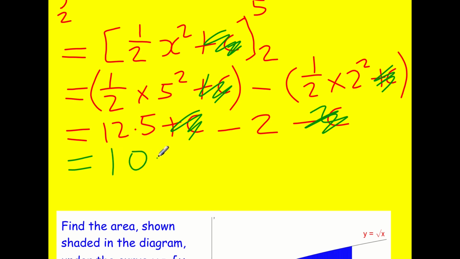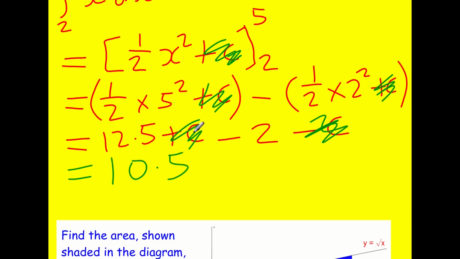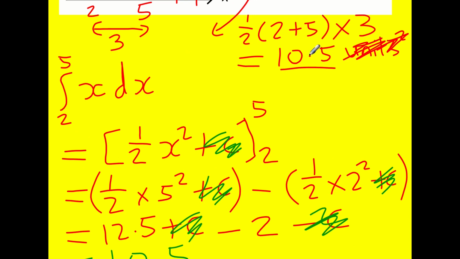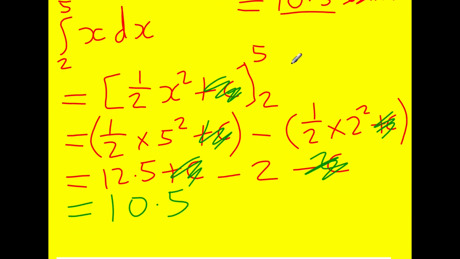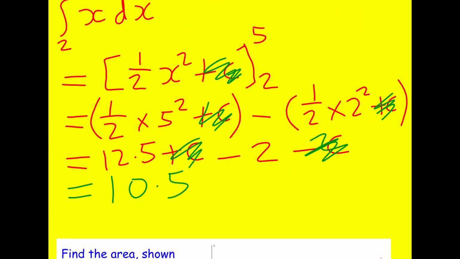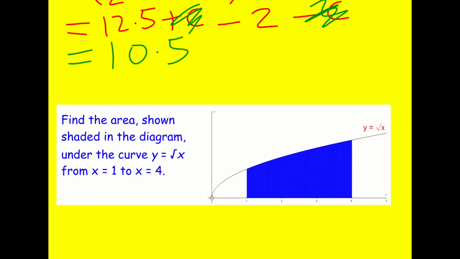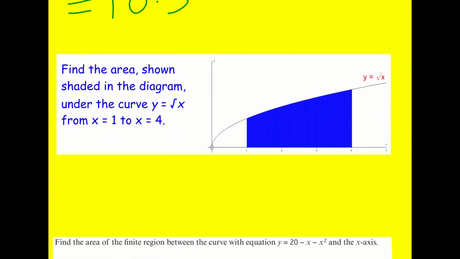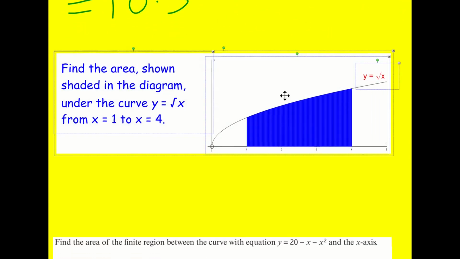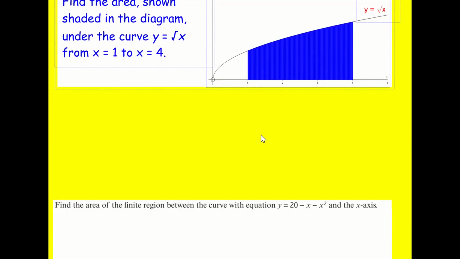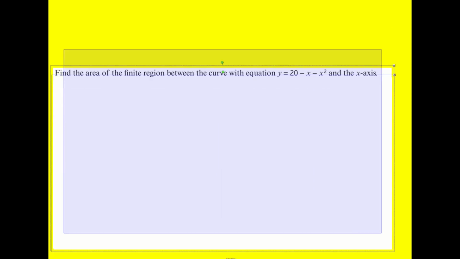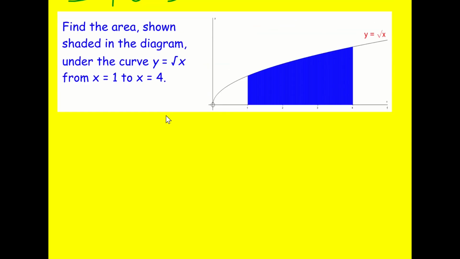And then I get 10.5, which is the same as when I did it for the trapezium. So further evidence that I'm not making this up. Good. Okay, another example. This time I don't have a trapezium, so I can't work it out using that method. I'm going to have to just stick with integration. I'm just leaving enough space for my third example.